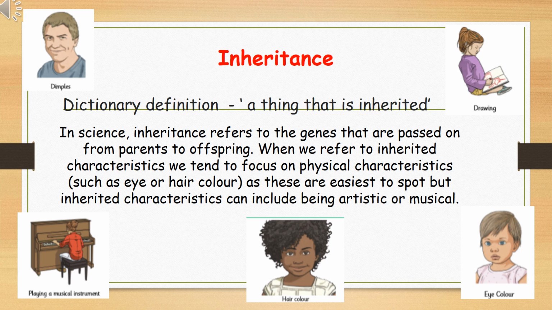So sometimes the easiest one to look at is the physical characteristics. So you can see that the mum has got blue eyes and the daughter has blue eyes. So the gene characteristics passed down to the child has been the eye colour. You might notice that the children have the same colour hair as their dad. That would be another physical characteristic that has been passed down.